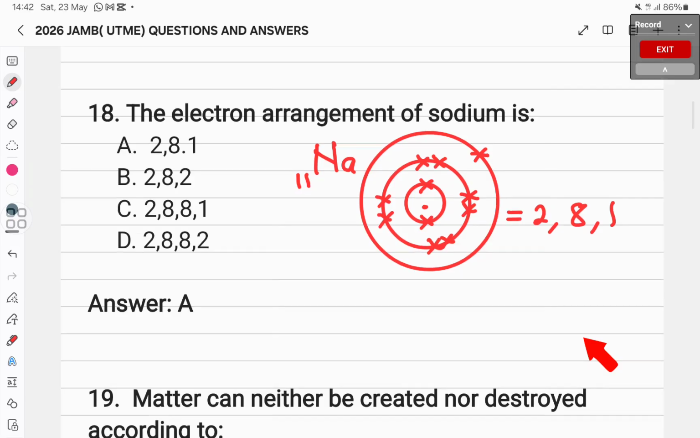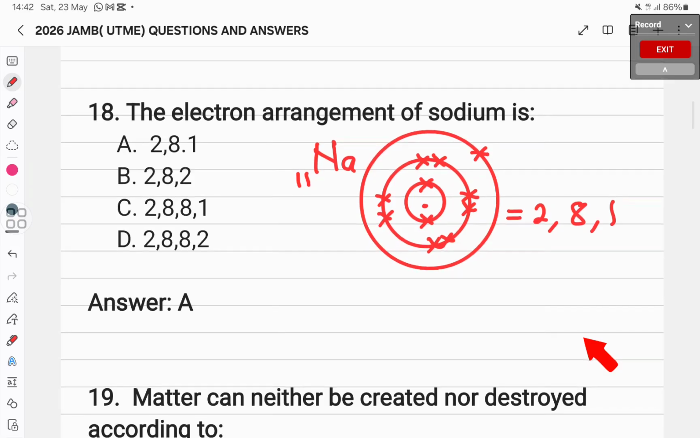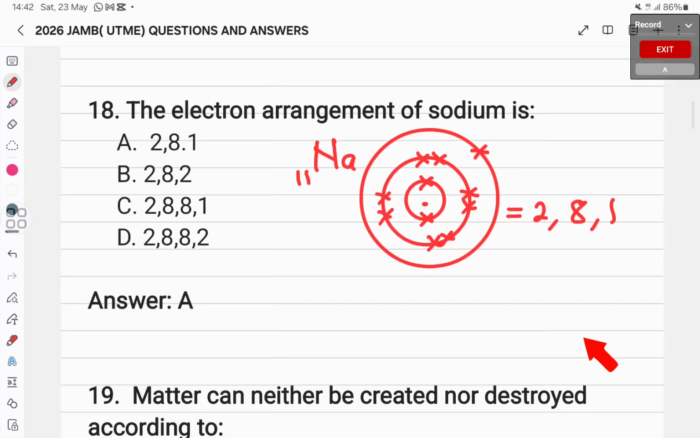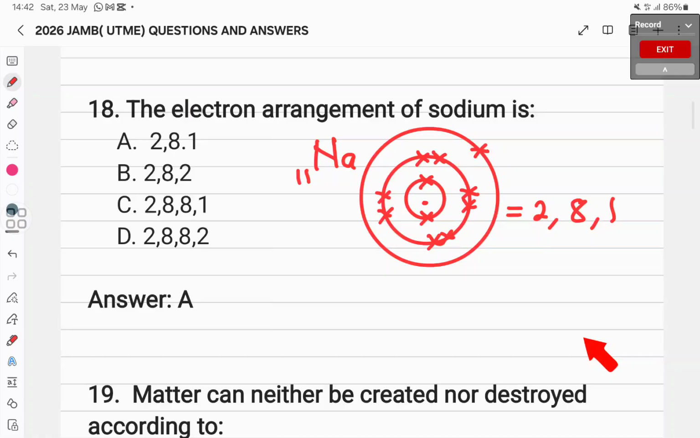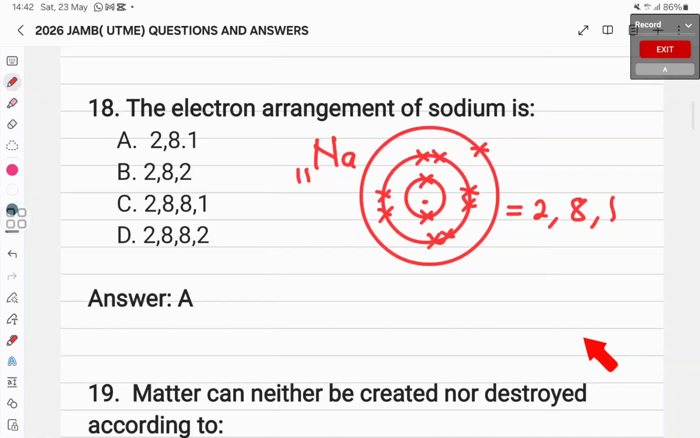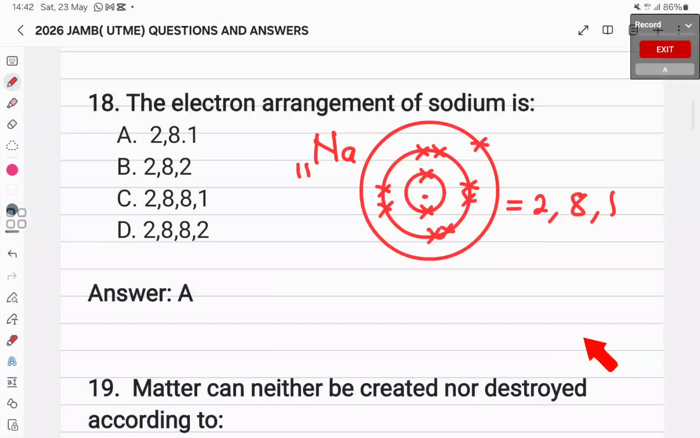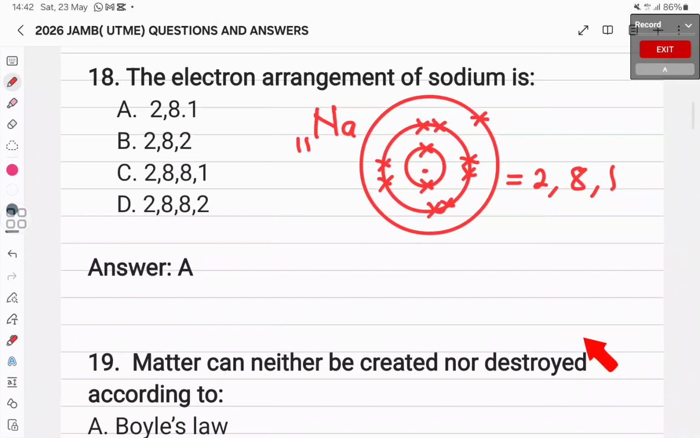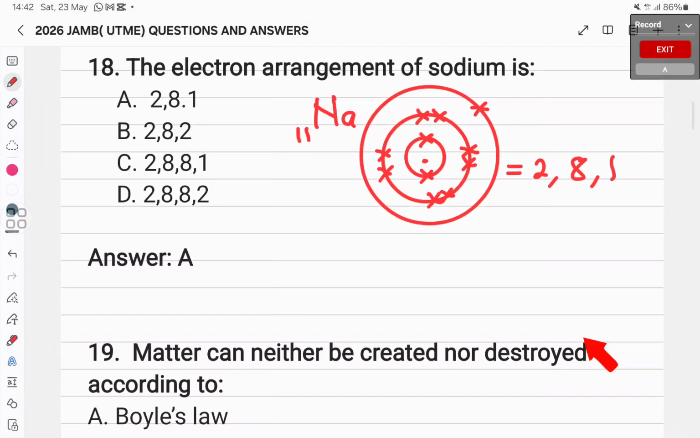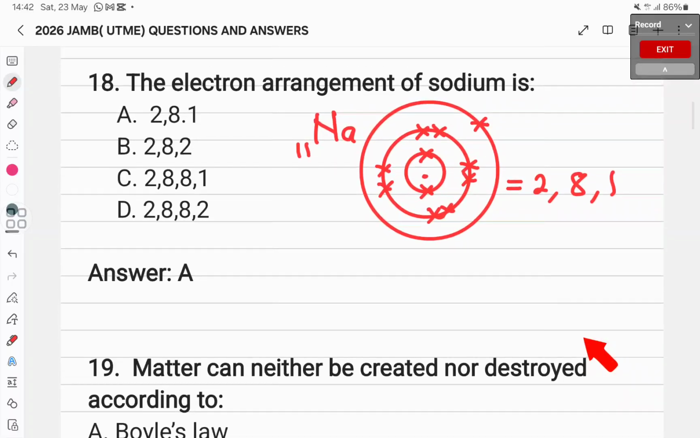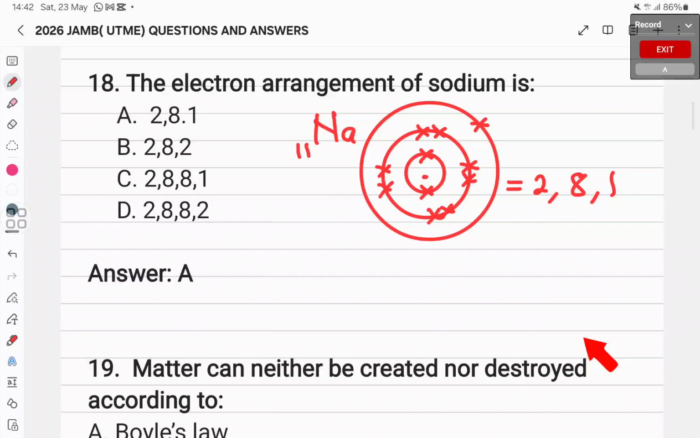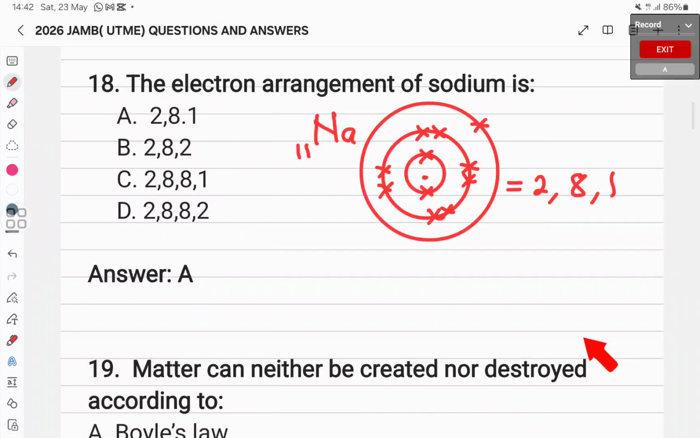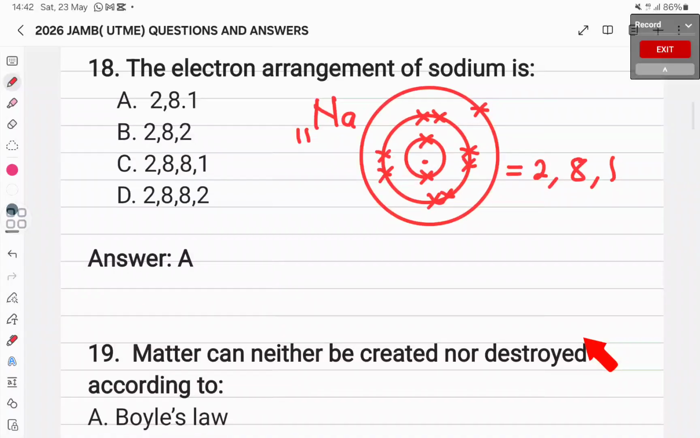Option B is for group 2. Option C is for group 1. Sodium, option A and option C, they belong to the same group. Anyway, we shall be talking about that next time. If you meet a question on that, I will expatiate more. So for this question, the correct electronic configuration of a sodium atom is 2,8,1, option A.